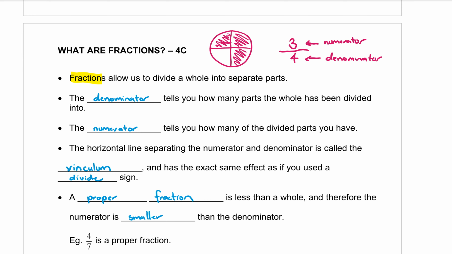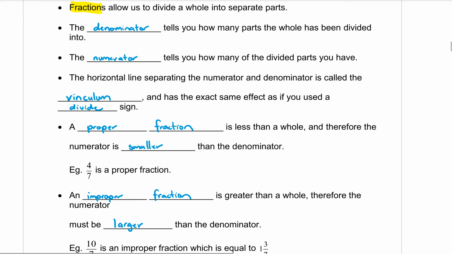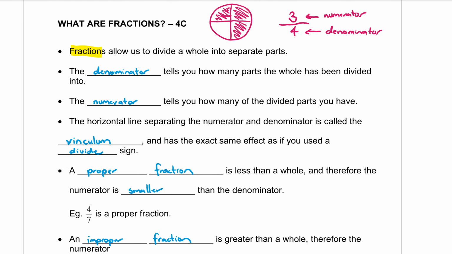So let's keep looking at the dot points down below here. The horizontal line that separates the numerator and the denominator is called the vinculum, and it has the exact same effect as if you used a divide sign. So, for example, if I had the fraction 12 over 3, that line, which we call the vinculum, actually means the same as divide. So this could also be said as 12 divided by 3, which would be equal to 4.